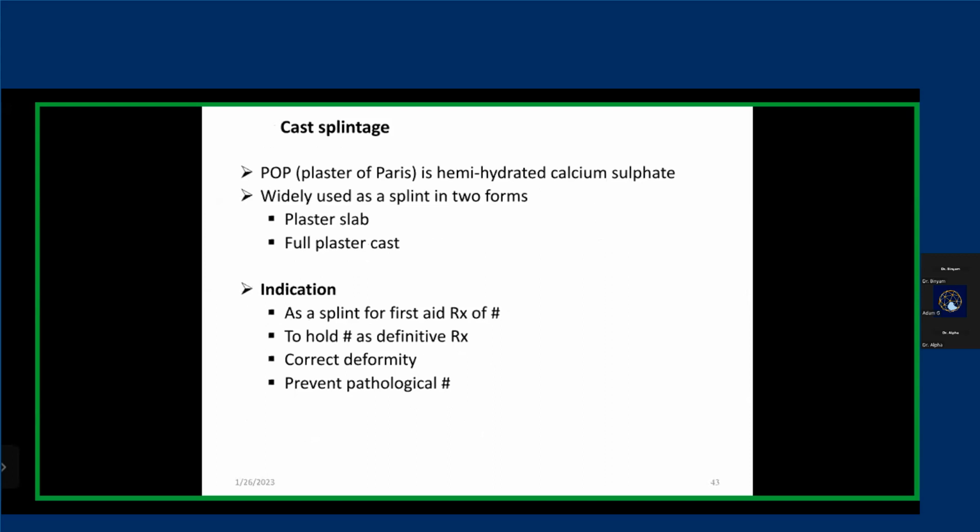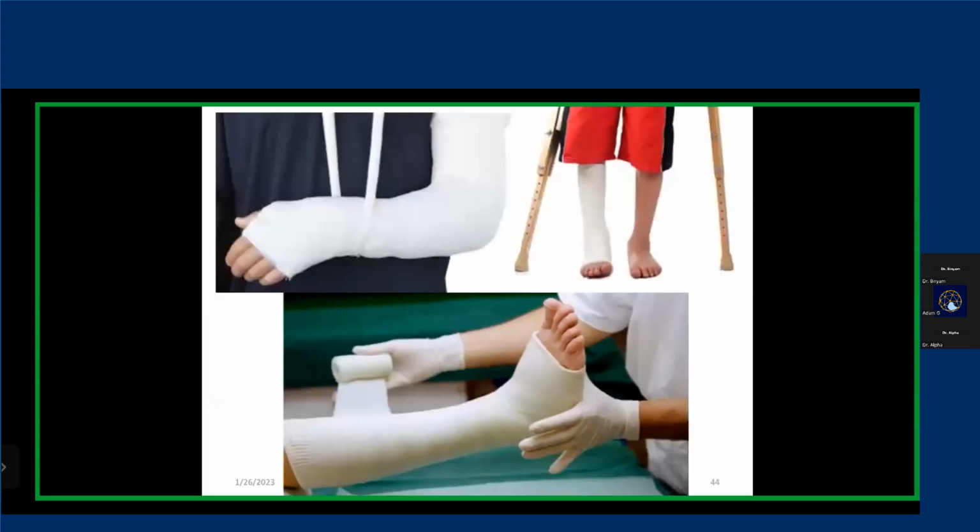Although casting techniques require a practical session, I'll just tell you the indications. We might splint temporarily. It might be a definitive treatment. We sometimes use it for deformity correction and also for temporarily treating pathological fractures. So these are what it would look like.